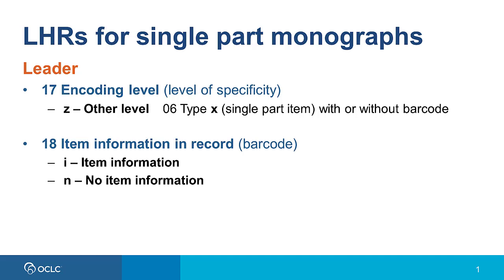And leader 18, item information in record, is a code indicating if the holding includes a barcode. So I would indicate that there is a barcode in the record, and it would be contained in fields 876 to 878. And N would indicate there is no item information or barcode in the record.